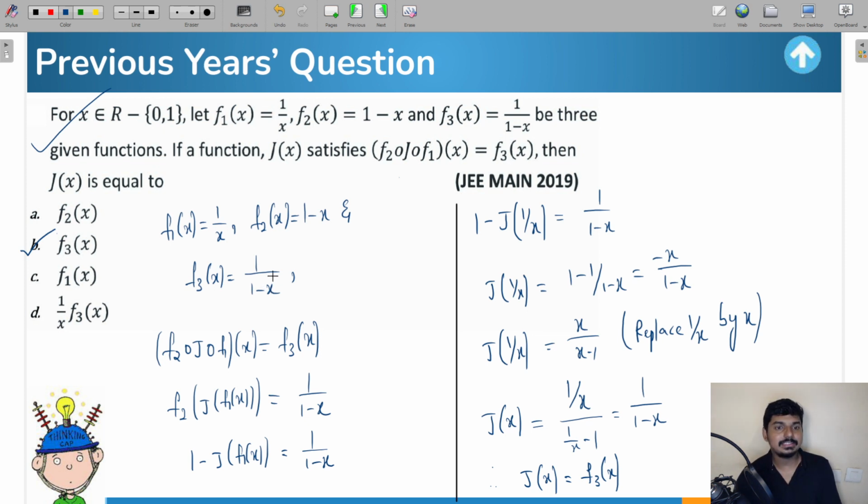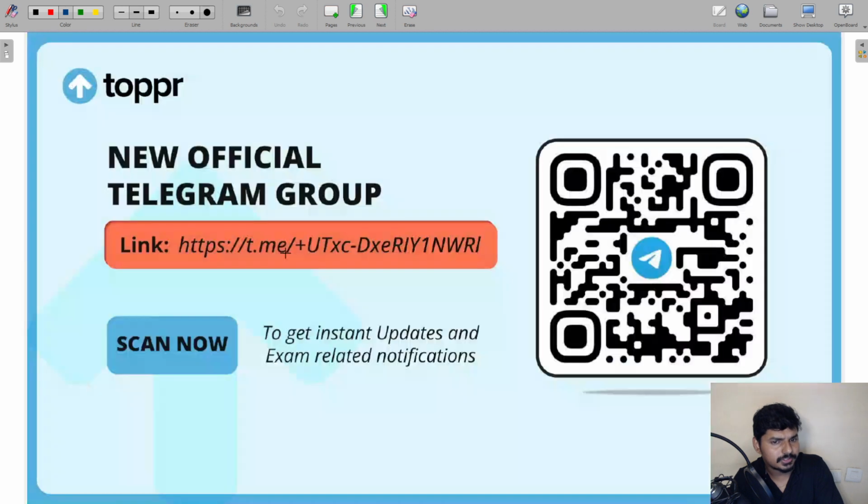So guys, that's it from today's session. In today's class, we have discussed the concept of functions. We have discussed the types of functions. We have discussed the concept of the inverse function and the composite function. We also have done a few questions on that.